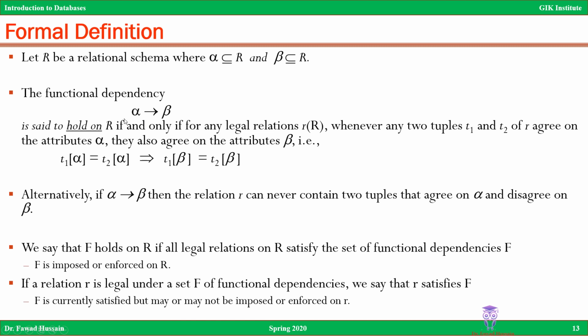So alpha determines beta is said to hold on R if and only if for all the tables that belong to this capital R schema, whenever any two tuples, rows t1 and t2 of this table r, agree on attribute alpha, they also agree on the attribute beta. So t1 of alpha equals t2 of alpha, and t1 of beta equals t2 of beta. So if this holds for all possible values, then I will say that this functional dependency holds.